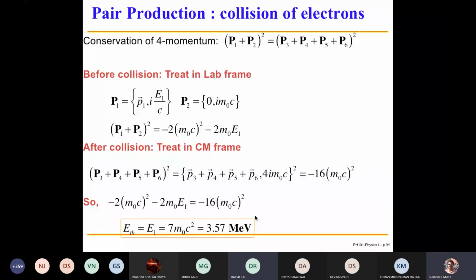That's the difference between the 3 momentum and the 4 momentum. So that's the little trick one has to use in order to work out these problems.